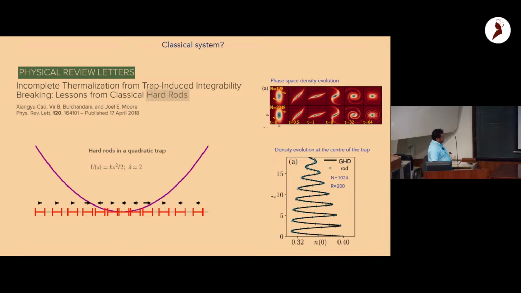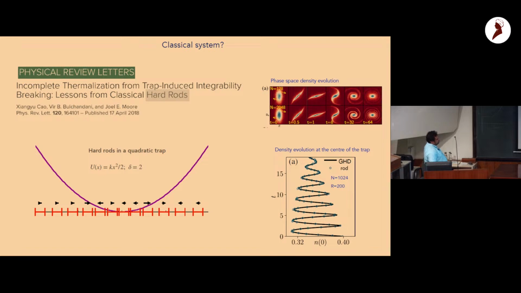For example, there are lots of hard rods in a harmonic trap, and these authors looked at the possibility of thermalization. They observed that if you look at the density at the center, it has oscillations for a very long time, and it doesn't thermalize.